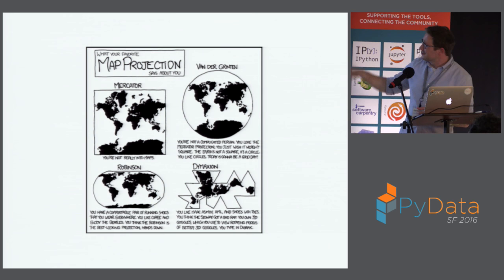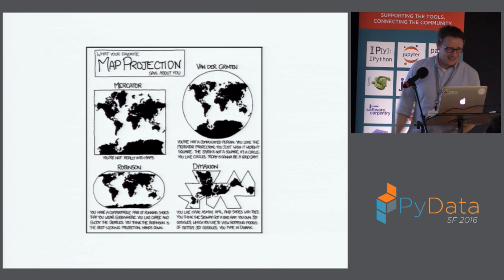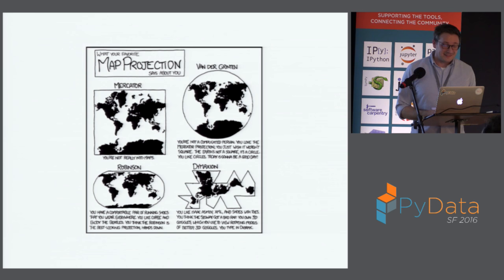And just for a little side note, XKCD actually has this comic, so go check it out afterwards. It actually goes on for a lot longer. But it's basically what your favorite map projection says about you. Incidentally, mine says I like coffee and Beatles, and it's spot on.